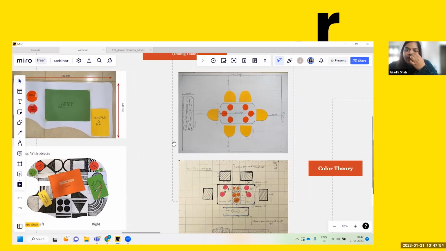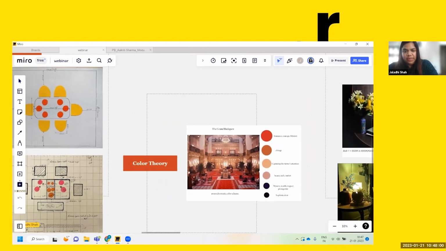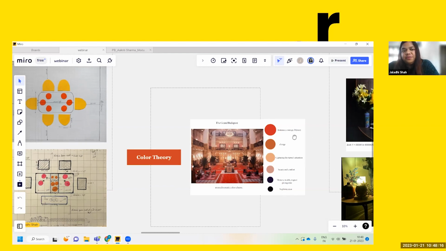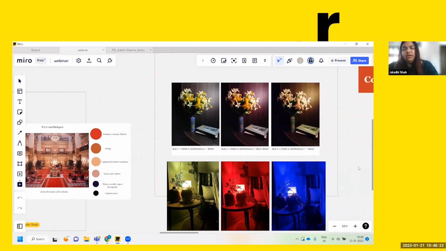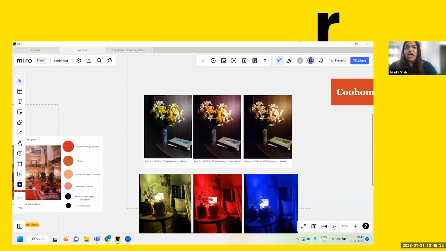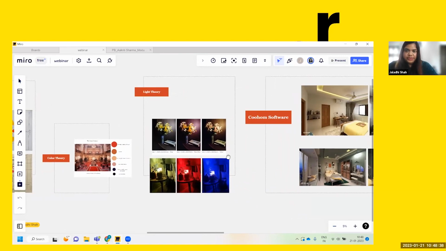Then we went on to understanding color theory. Colors play a very important role in interior spaces. We learned that with very interesting activities, like analyzing a movie scene and how colors affect it, and how we can relate that to interior spaces. Another very important one is lighting. Lighting plays a big role in interior spaces, and we did an interesting exercise to understand how different kinds and intensities of lighting can affect an interior space.